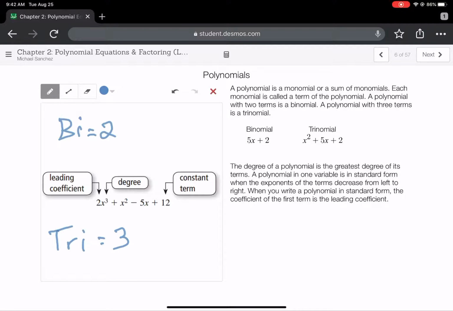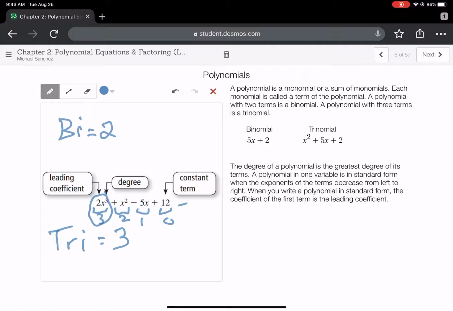Now, a degree for the polynomial is the degree of its greatest term. So here we have various monomials. We have 4 monomials in this case. This first term has a degree of 3, 2, 1, and 0. So the degree of the whole polynomial is the degree of the largest monomial.